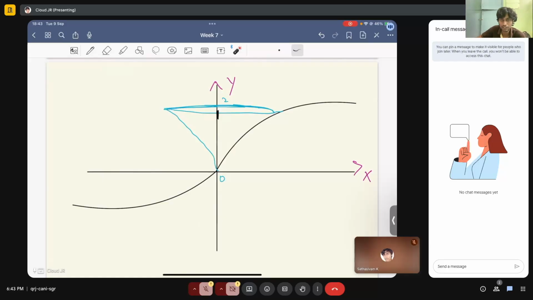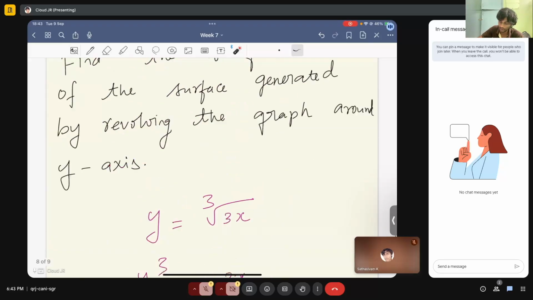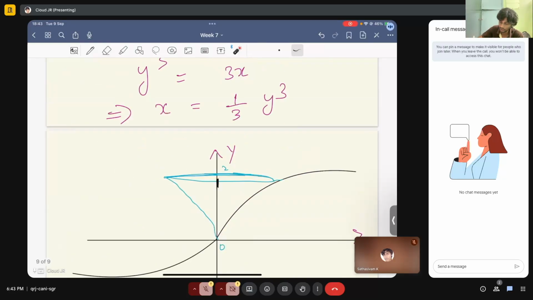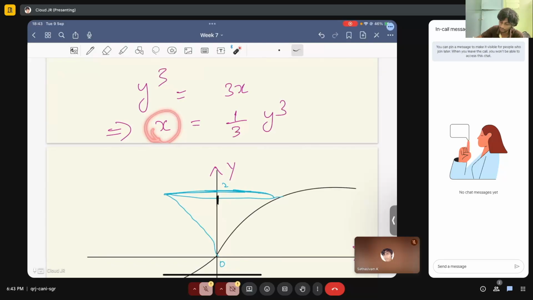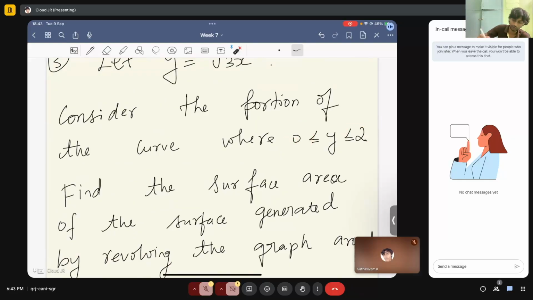So the idea is basically the same. You will integrate, but with respect to this axis. Here you are writing the function as f of x, right? So some function f of x. Instead of that, you see a function as f of y. So here you have the function x, which is a function of y, and you integrate this function with the limits 0 to 2. Okay, so this is what we do.